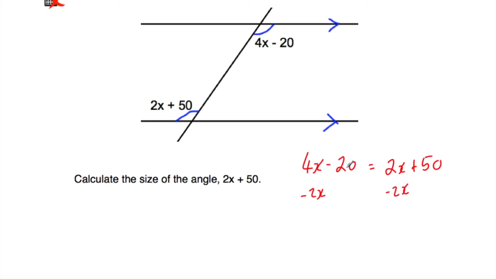So 4x minus 20, if we take away 2x's, 4x's take away 2x's is 2x's. We've still got our minus 20. And then on our right hand side we had 2x plus 50. We're taking away the 2x, so 2x take away 2x, that's 0. And we've still got our plus 50, so that's equal to 50.